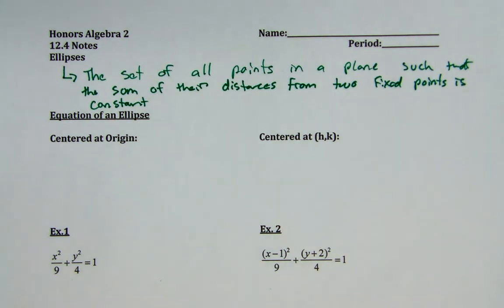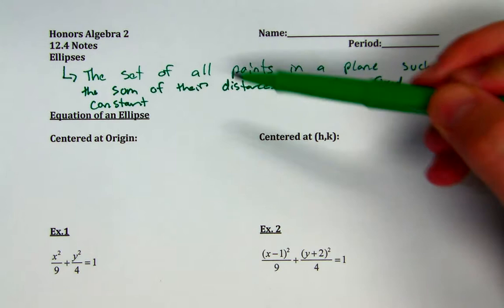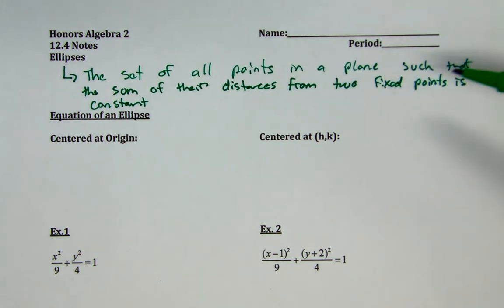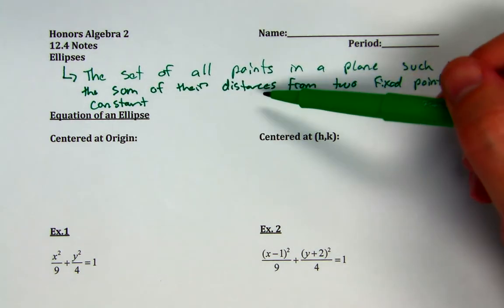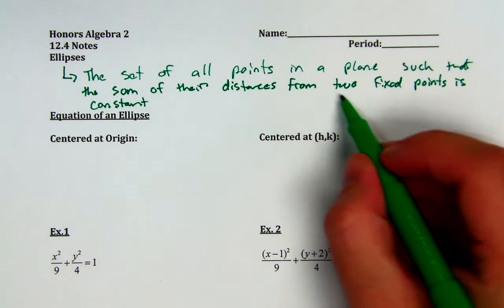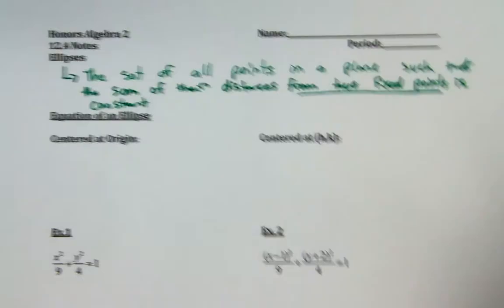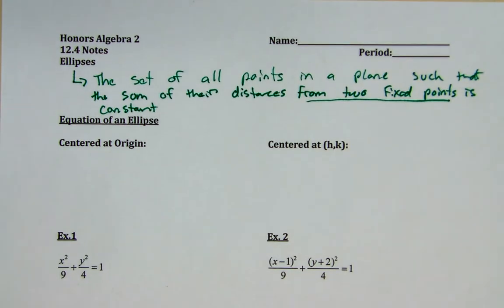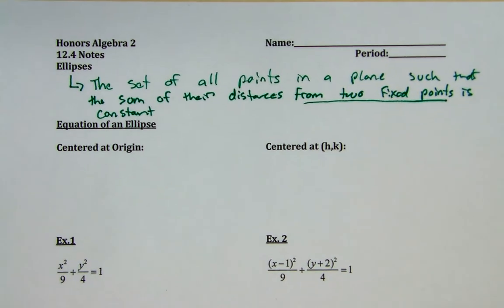So now that we've talked about circles, we're going to go ahead and actually start talking about something called an ellipse. Ellipses are the set of all points in the plane such that the sum of their distances from two fixed points, so we've got two fixed points this time instead of the one a circle had, is a constant.